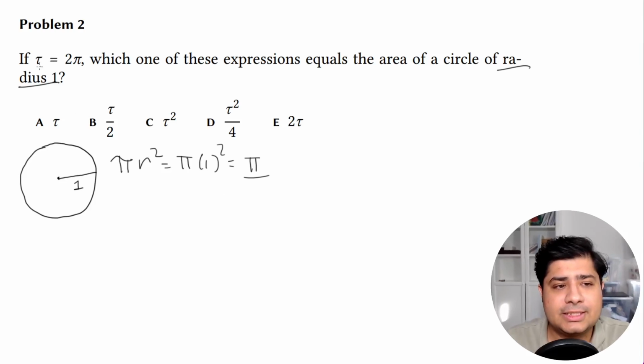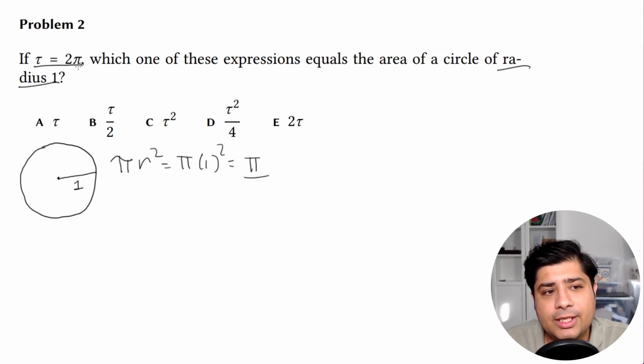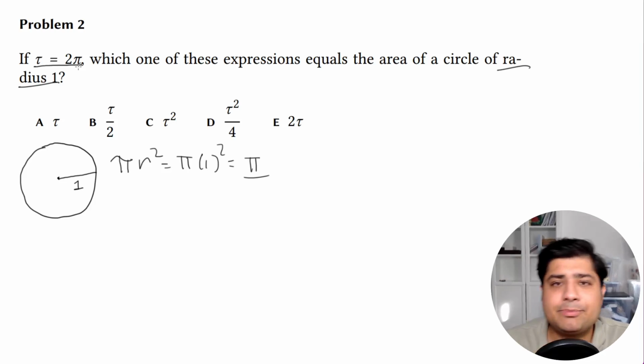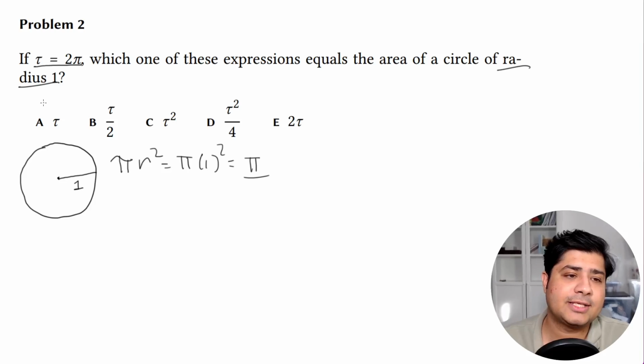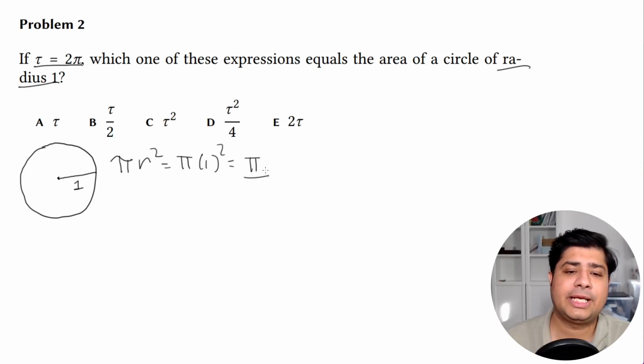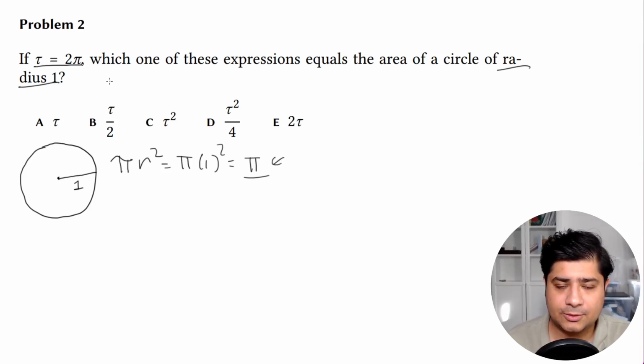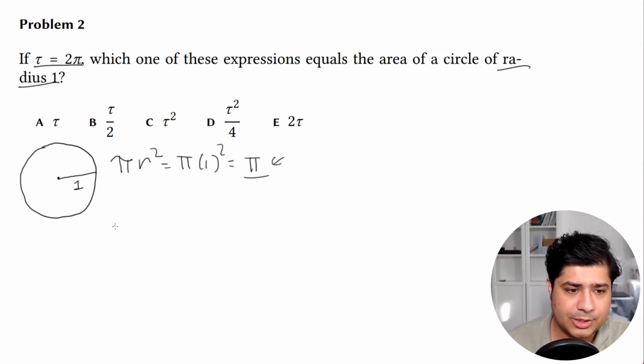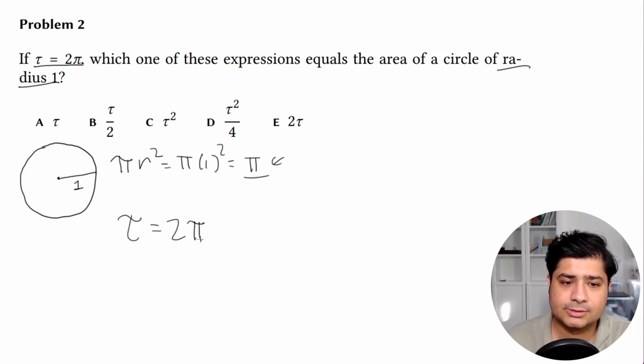But we need to take into account this thing right here. So if the relationship between tau and pi is the one that's stated there, for every 2 pi's you have 1 tau, how would you go from here to tau? Well, in this case, it's actually not that difficult, because we can just write this part down here, right? So you got tau equals 2 pi.